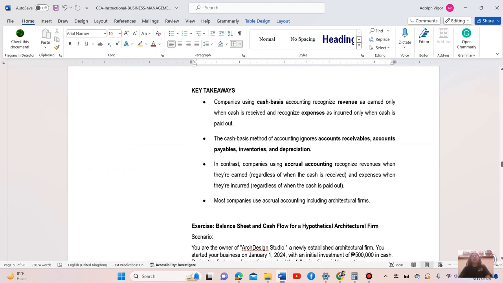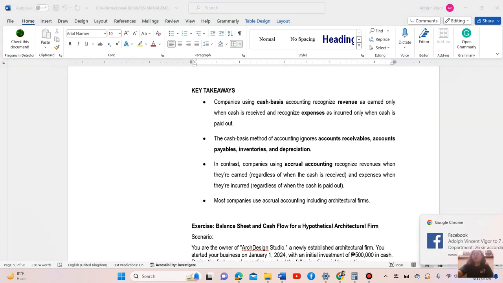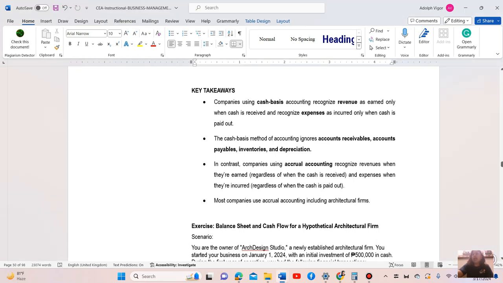So what are the takeaways? Companies using cash basis accounting recognize revenue as earned only when cash is received and recognize expenses as incurred only when cash is paid out. That's why it's called cash basis accounting. The cash basis method of accounting ignores accounts receivable. It's no longer in the statement of account, no? The accounts receivable. The accounts payable are also not in the income statement. So also the inventories and depreciation are not in the balance sheet.